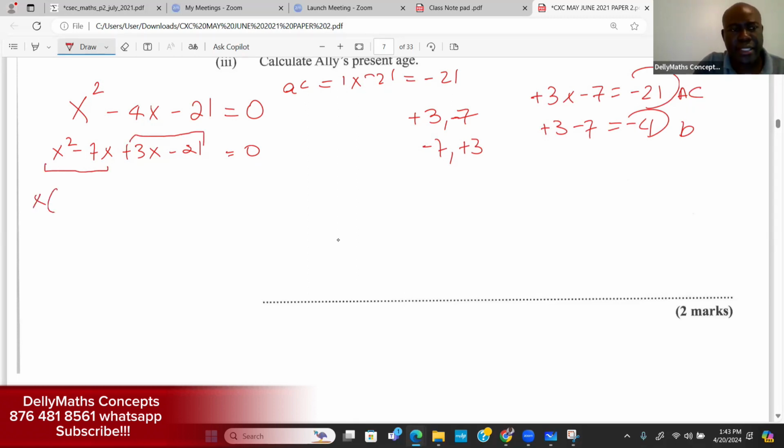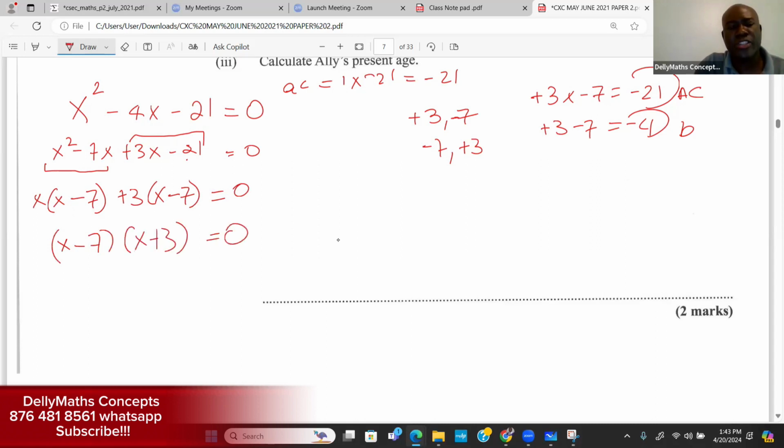X is my common factor. X into x squared, that is x. X into negative 7x, that's negative 7. Here I'm going to use positive 3 into 3x, that is x. Positive 3 into negative 21, that's negative 7, and this is equal to 0. So I have my common factor, x minus 7, and then we have x plus 3. This is equal to 0.